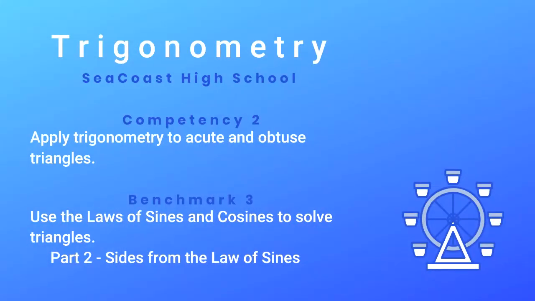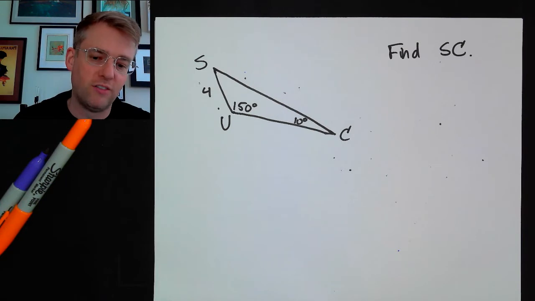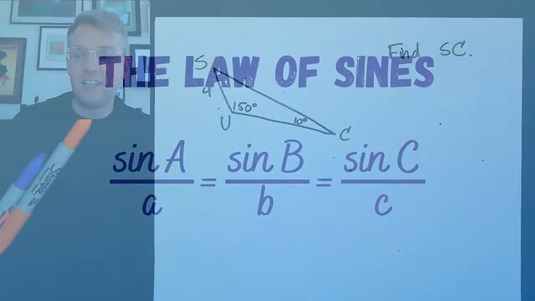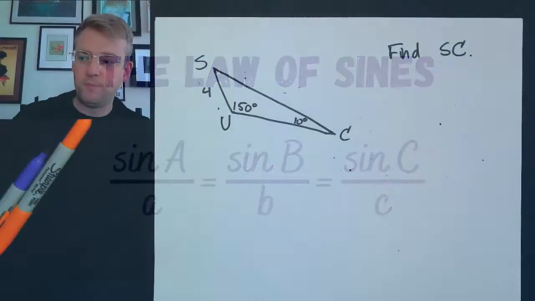This is the second in our series of videos about competency 2, acute and obtuse triangles, benchmark 3, the laws of sines and cosines. Today we're going to work on finding missing sides from the law of sines. Last time we did missing angles, and I'm going to try and keep this one brief because we did an introduction to the law of sines last time. The law of sines is, of course, sine of A over a equals sine of B over b equals sine of C over c, and the letters don't matter as much as the relationship between the capital letter angle and the lowercase letter length of the side across from it in a triangle.